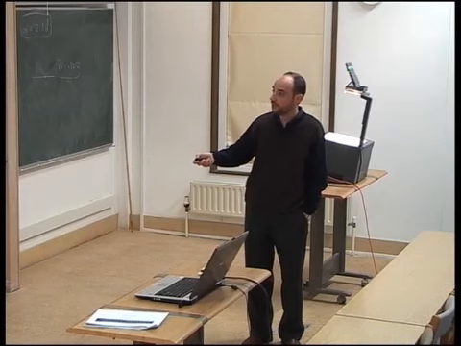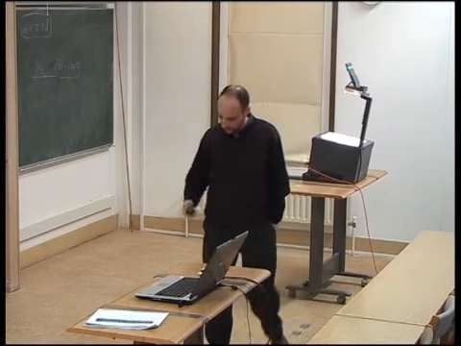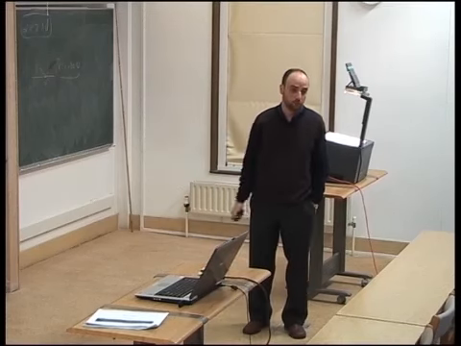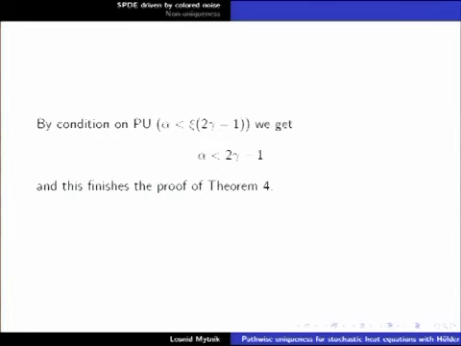So this means that if psi is less than 1, and I remind you the condition, this was the condition for pathwise uniqueness, we just put psi here and you get that for alpha less than 2 gamma minus 1, pathwise uniqueness holds. You just need to know what xi is. If you know xi, you get the condition on alpha. And this finishes that proof.